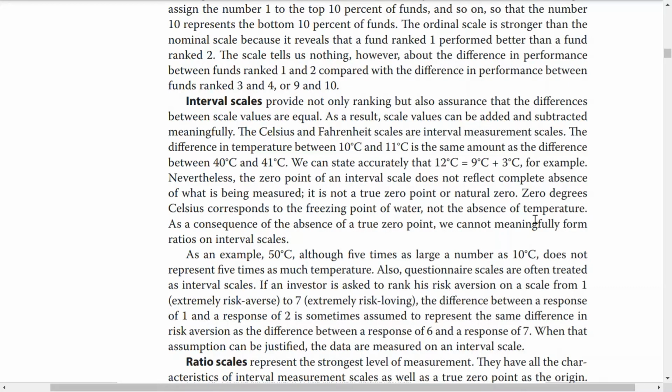Because the difference between each two consecutive integer numbers is equal regardless of the quantities involved, these scales are meaningful. Nevertheless, the 0 point of the interval scale does not reflect complete absence of what is being measured. It is not a true 0 point or natural 0. For example, 0 degrees Celsius corresponds to the freezing point of water, not the absence of temperature.